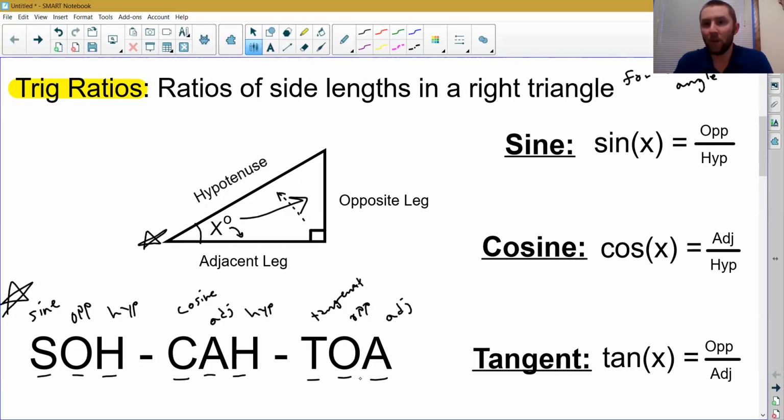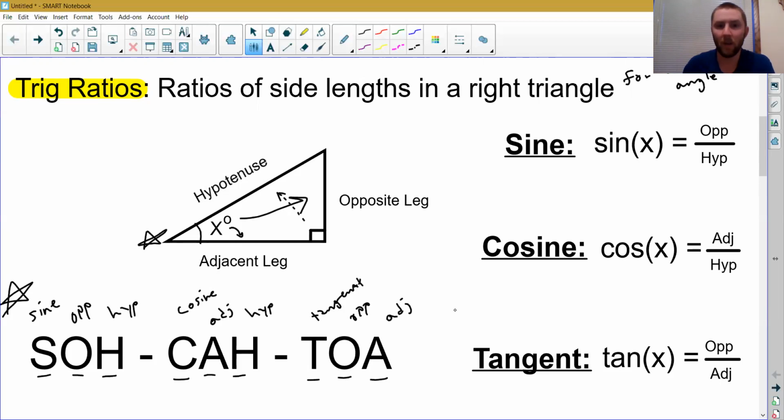So we have all these different ways we can try to remember what side lengths each trig ratio is going to be defined as, okay? And that's going to be helpful because we're going to need to look at a triangle and decide what information do I have? What two side lengths do I know in terms of the angle? And then figure out which of these three trig ratios I am going to be using in this problem, okay?